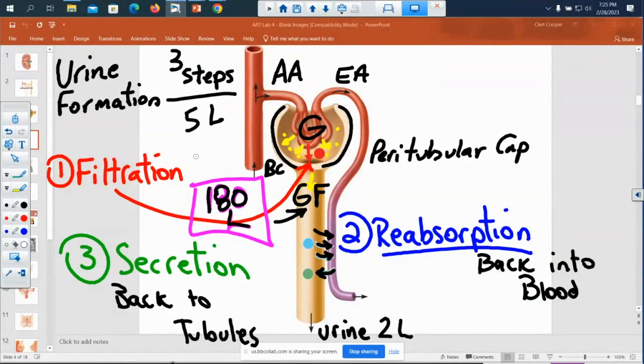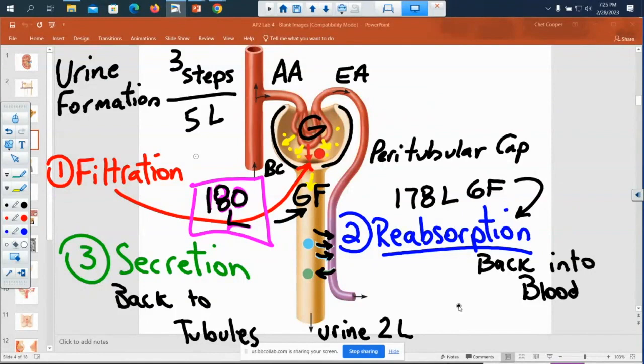But at the end of the day, how much urine do you make? 2. So that means how much of this has to go right back into the blood? Every day, 178 liters gets reabsorbed right back into the blood. 178 liters of that GF gets reabsorbed right back into the blood. Why am I making a big deal out of it? Because both of these questions are in the test pool.